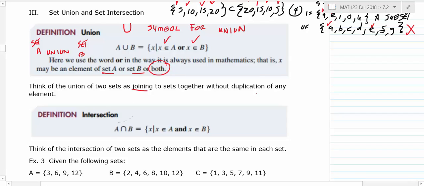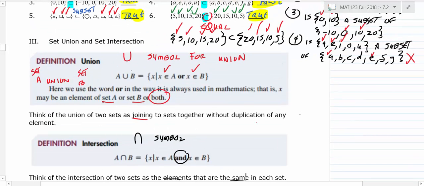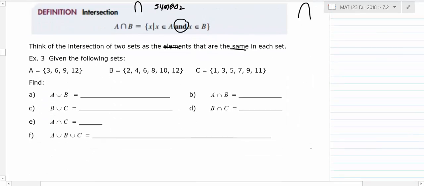Okay, the next thing is set intersection, and that's the symbol for intersection. Intersection just means it's the set of things that are in both. It's got to be in set A and set B at the same time. So think of the intersection as the elements that are the same in each set. Okay, so union and intersection are very easy to do. The definitions are usually pretty clear for students. You just need to know the U is the union symbol, the upside down U is intersection, and what the meaning of those is.